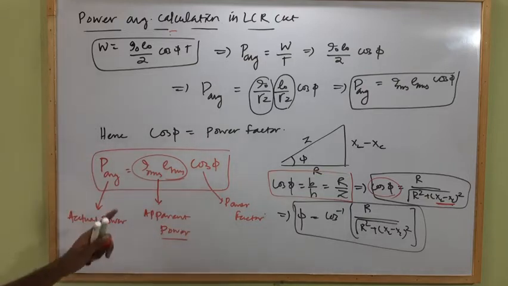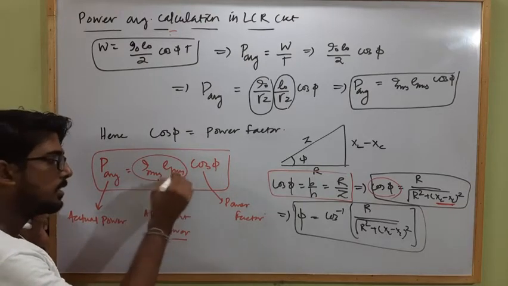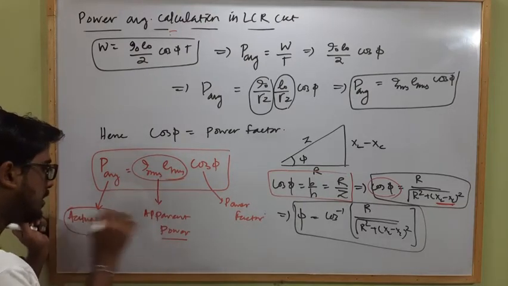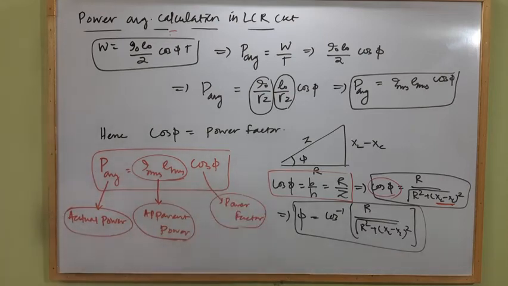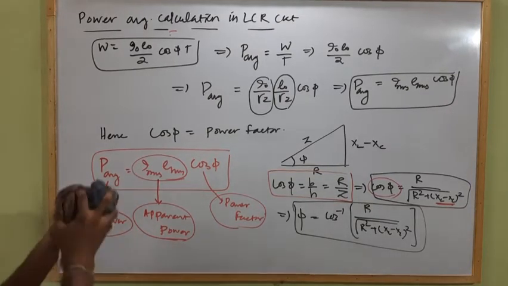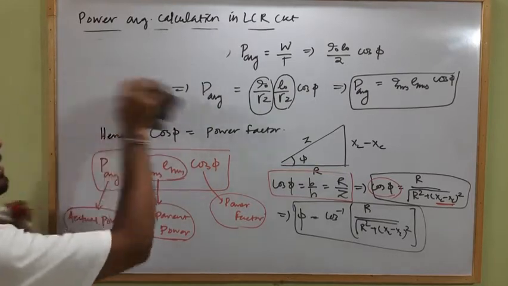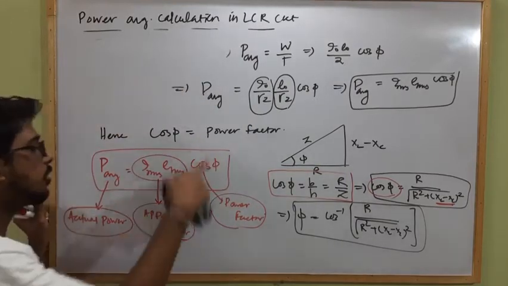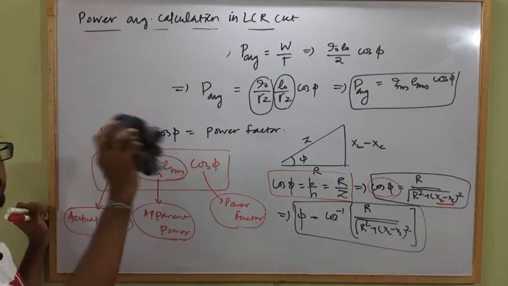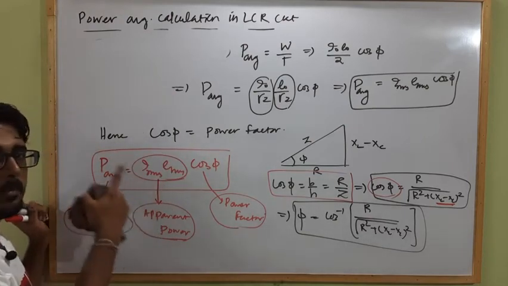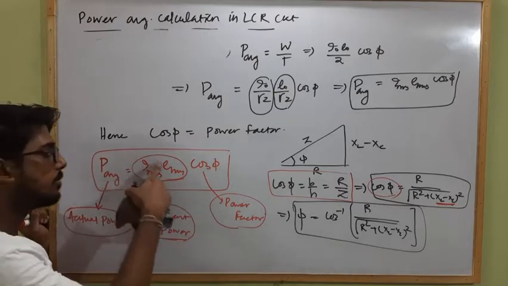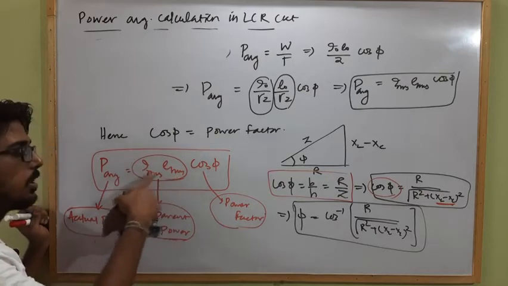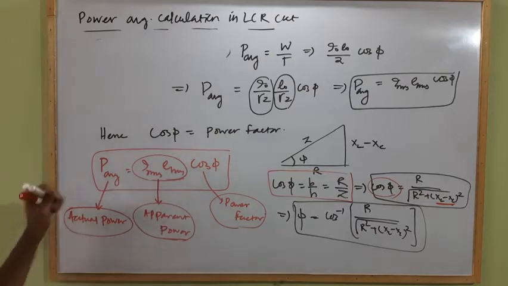Okay, so for an AC circuit, the actual power is equal to apparent power multiplied with the power factor. Clear? So we can write the actual power of an LCR circuit or AC circuit. From this LCR circuit we can easily calculate the actual power for any circuit: resistive circuit, inductive circuit, capacitive circuit, RL circuit, any kind of circuit. We calculate it by using the RMS value of potential and current, and the value of cos phi from the impedance triangle.